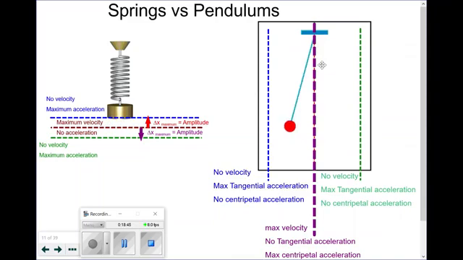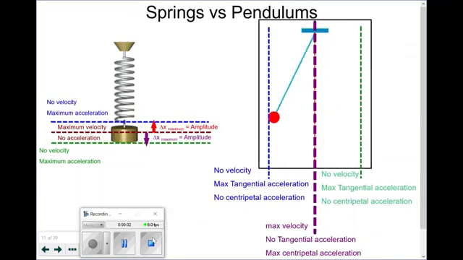Basically, if you notice, for a pendulum, velocities and centripetal accelerations mimic one another. When one gets bigger, so does the other. Tangential acceleration and velocity do the opposite. And the same thing is true for tangential acceleration and centripetal acceleration. Because again, centripetal velocity and centripetal acceleration are related.